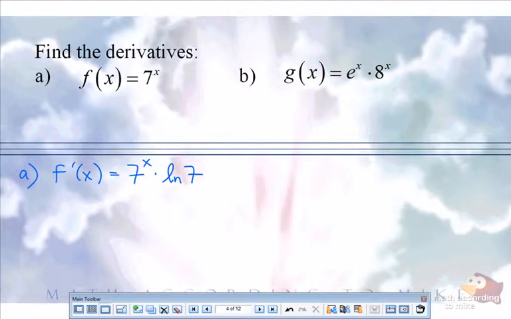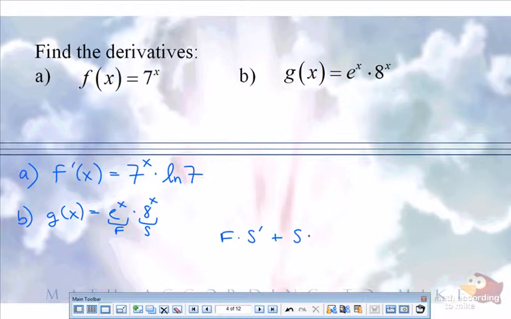B. What named rule would we have to use first? The product rule. Because the outermost function is a product. So for the product rule, let me just recopy the function real quick. E to the x would be the first, and 8 to the x would be the second. What's the format for the product rule? First times derivative of the second, plus the second times the derivative of the first.